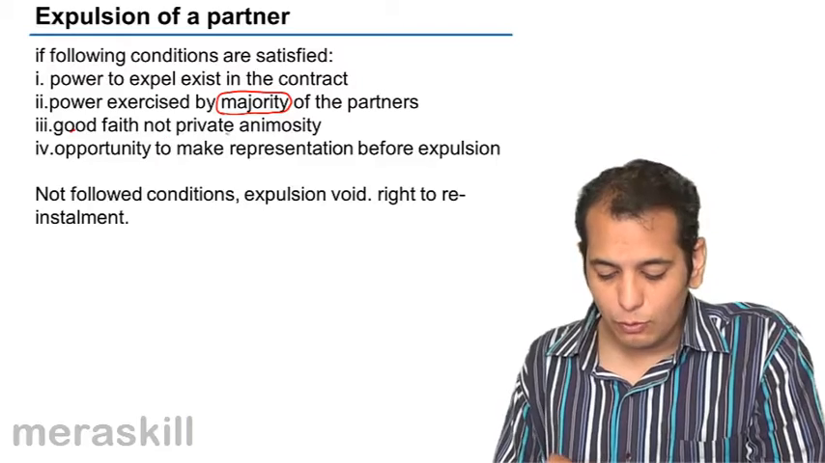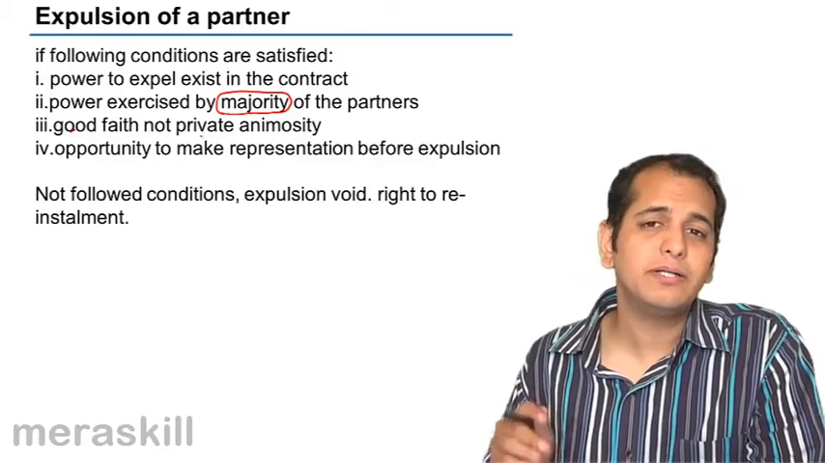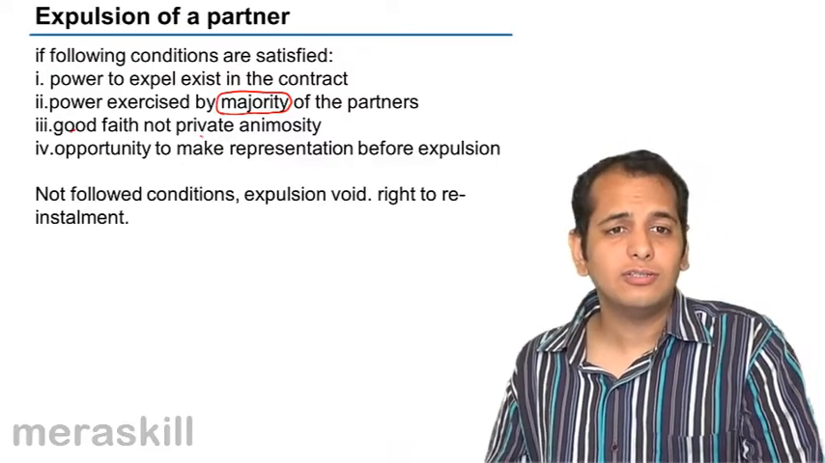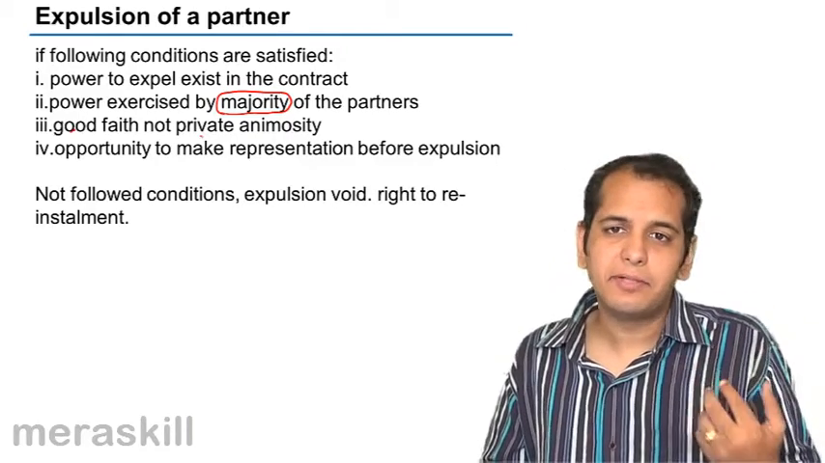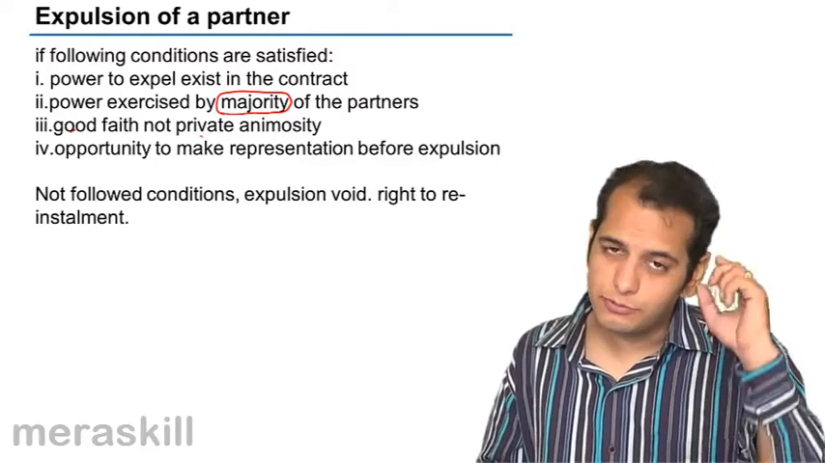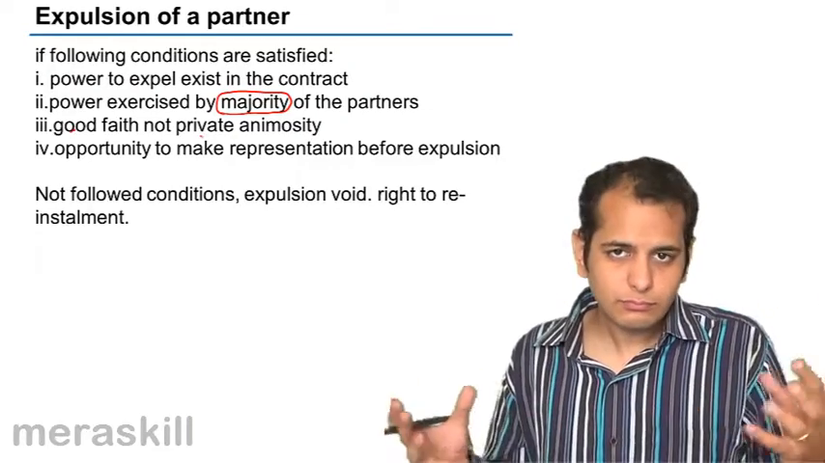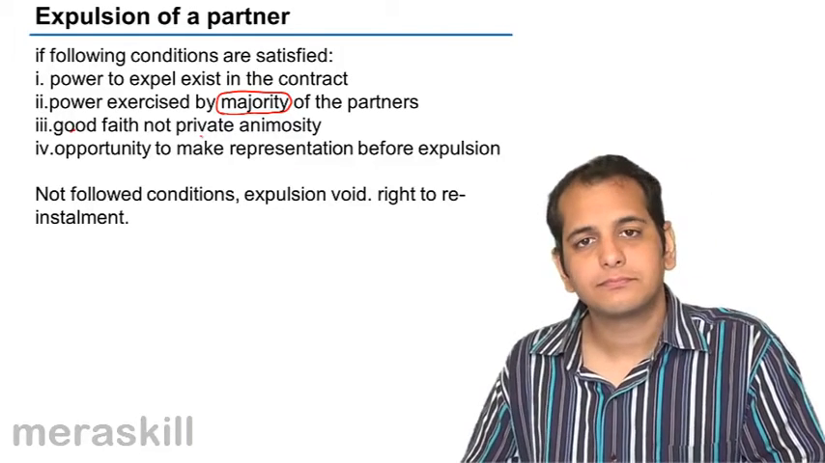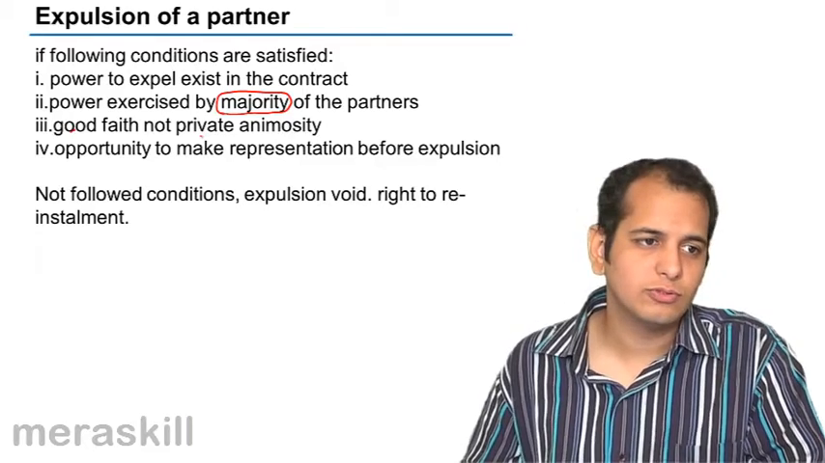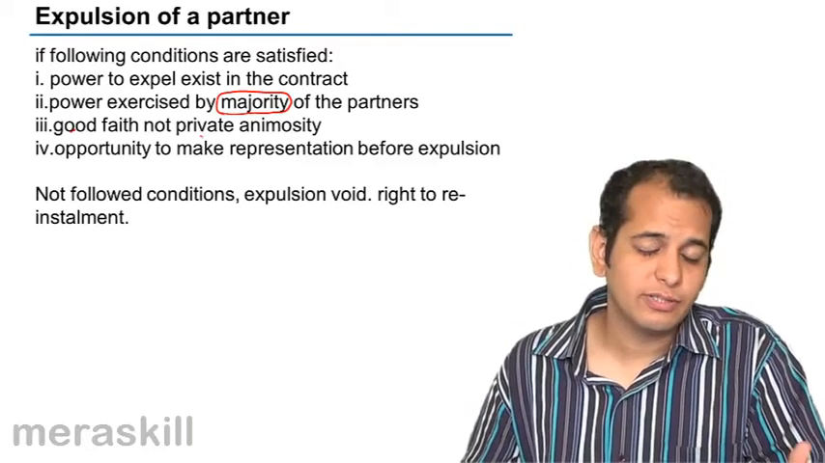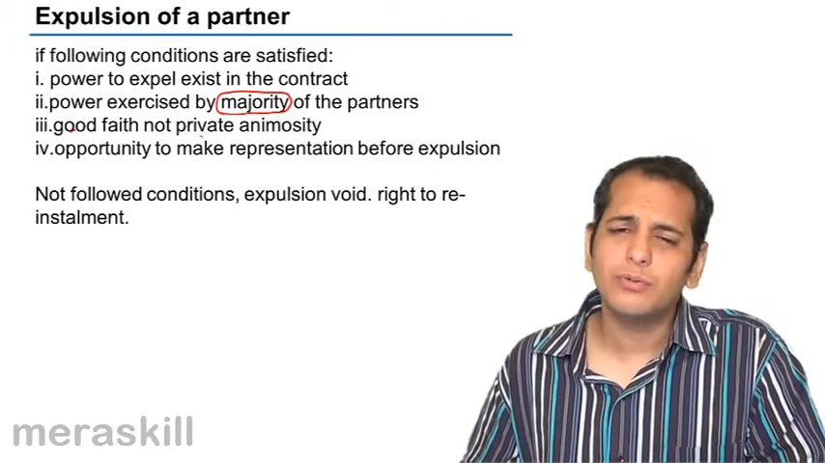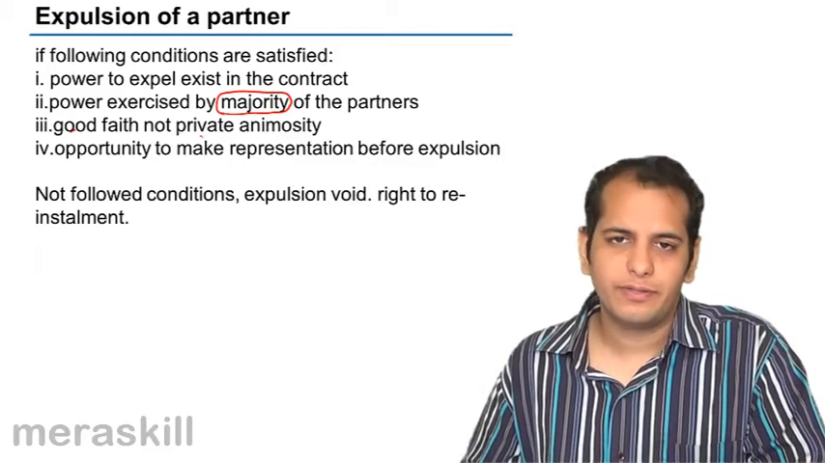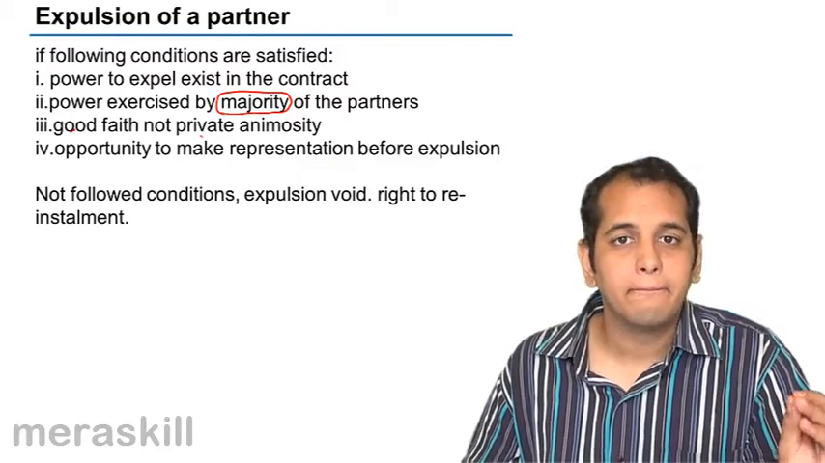It should be done in good faith, not in private animosity. It should be done for the benefit of the firm. Not just because you have personal enmity with him, or you do not have good terms with him. Just because you keep fighting on personal issues, or you have some animosity with him, or you don't like his face, or his sense of fashion or clothing, you cannot expel a partner on these grounds. It should be in good faith. Good faith means it should be for the benefit of the firm.